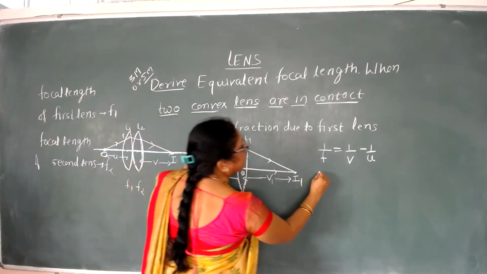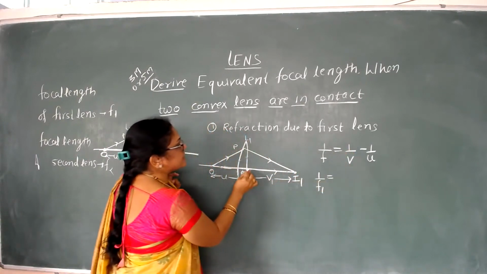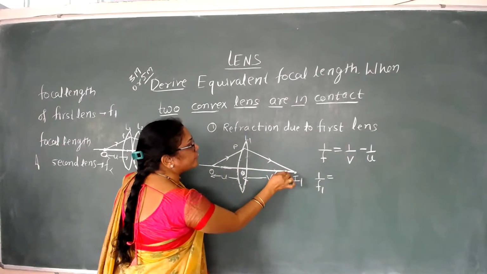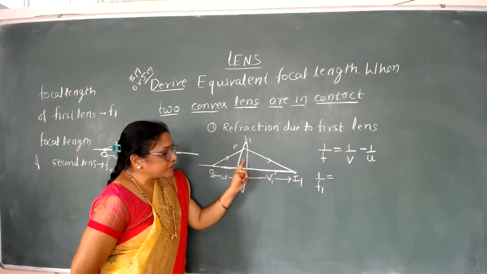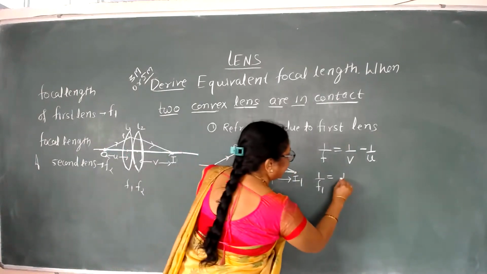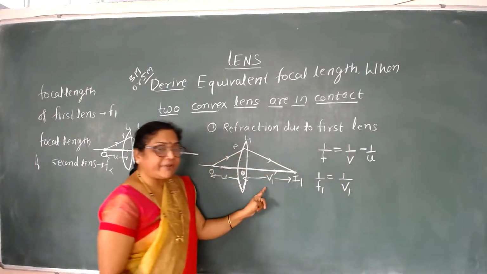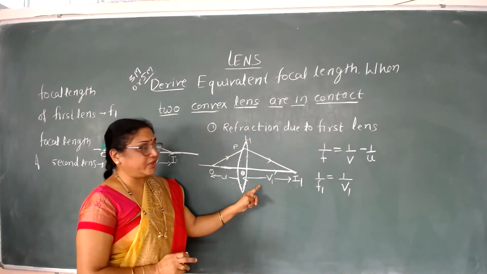So give the name here: 1 divided by f1 is equal to, what is the image distance here? The image distance due to the first lens is v1. Here 1 divided by v1. But the question arises whether v1 is positive or negative.